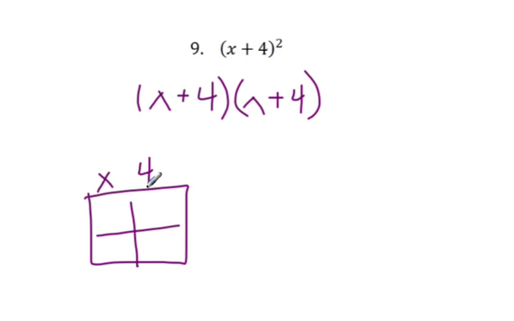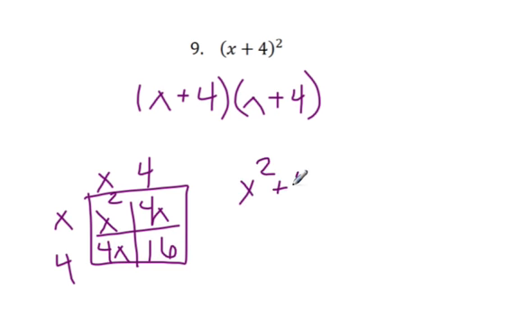So we have x plus 4, x plus 4. So now we can multiply into the box. x times x is x squared. 4 times x is 4x. 4 times x is 4x, and 4 times 4 is 16.